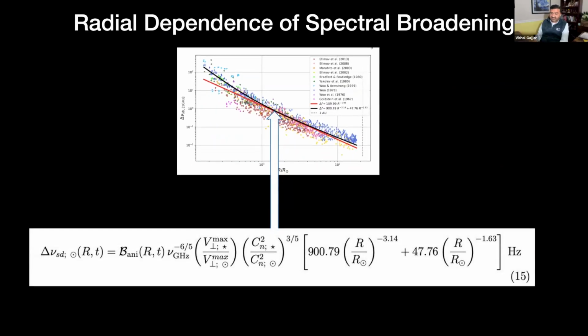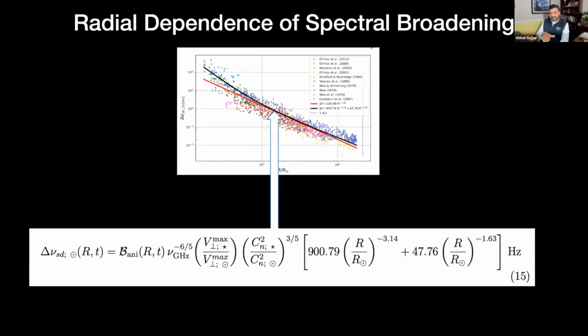And phenomenally, that relationship that we mathematically derived matches exactly with the slope that you will find from observation. So this is empirical evidence by which we can say that this is how spectral broadening changes as a function of stellar distance.